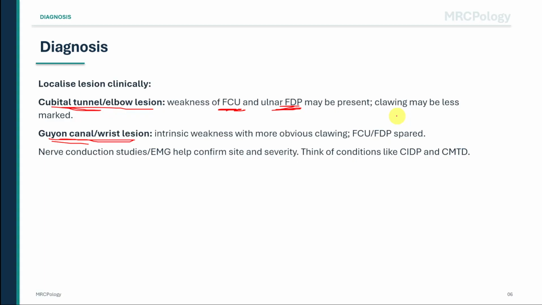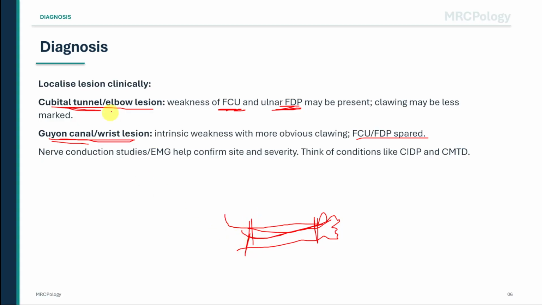In a Guyon canal or wrist lesion, flexor carpi ulnaris and flexor digitorum profundus are spared because their motor branches arise in the forearm. The intrinsic hand muscles remain weak, but the long flexors remain active. The claw is therefore usually more obvious.